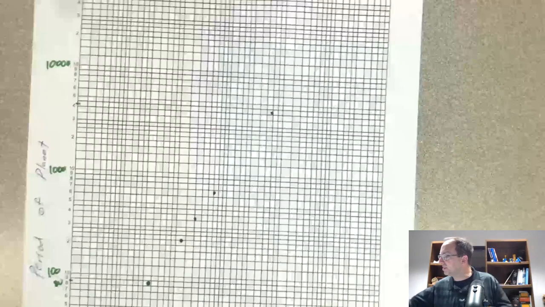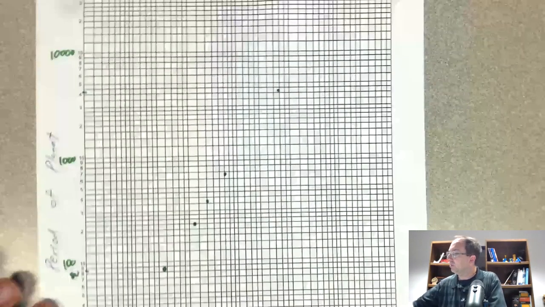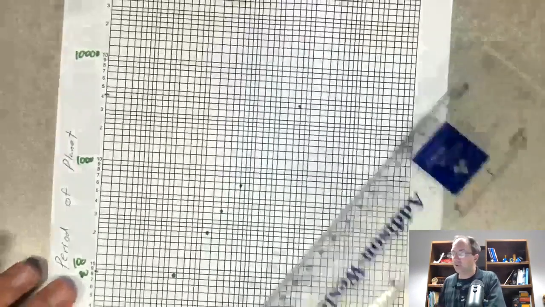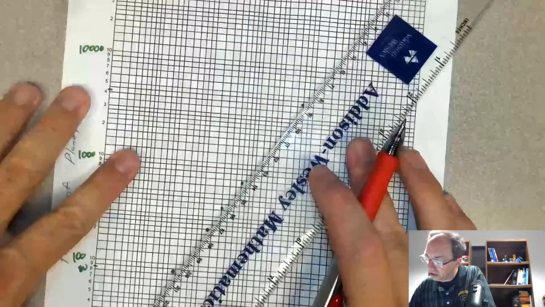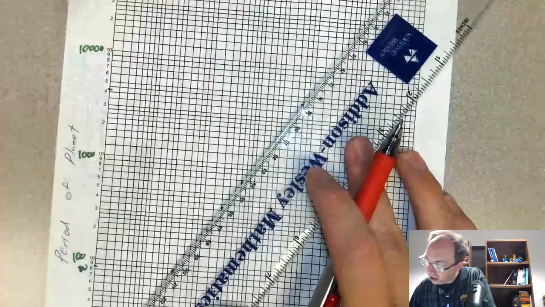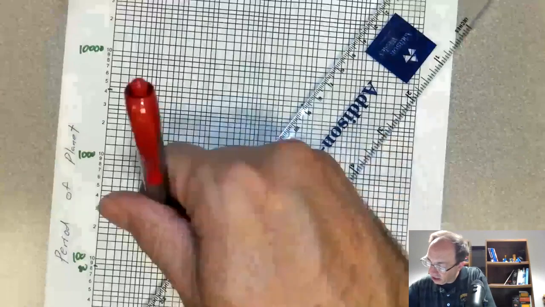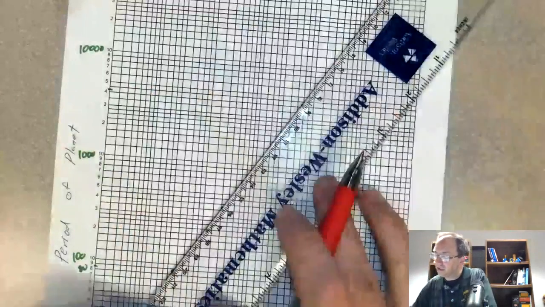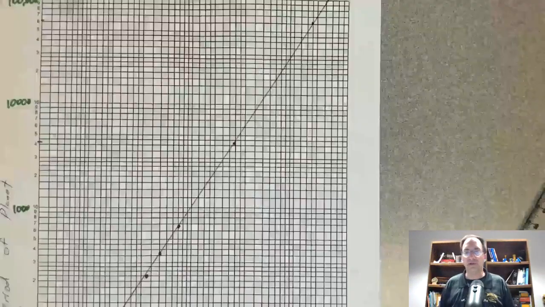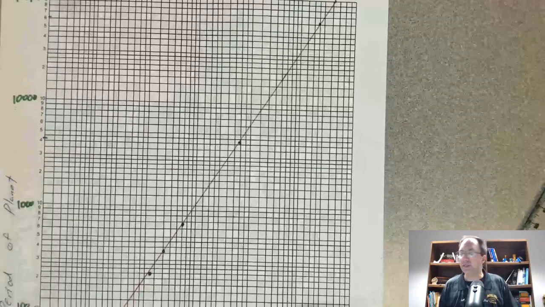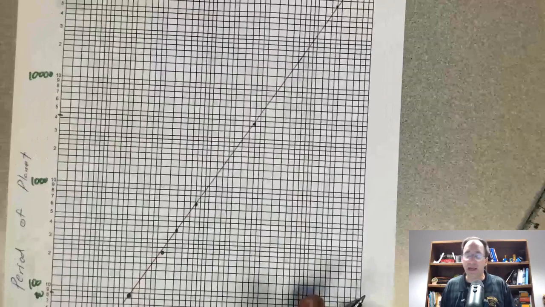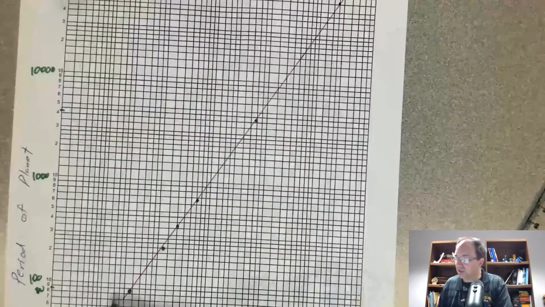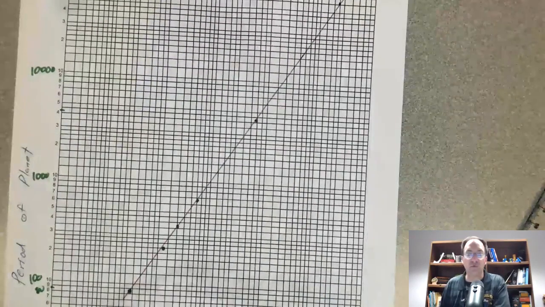But overall, the good news is it does appear to be linear. We can try to fit a line through all these points. We get a great fit, so that's encouraging to see. And so now we need to find the slope and the y-intercept of this line. And by intercept, notice we're going to mean where it intercepts 1.